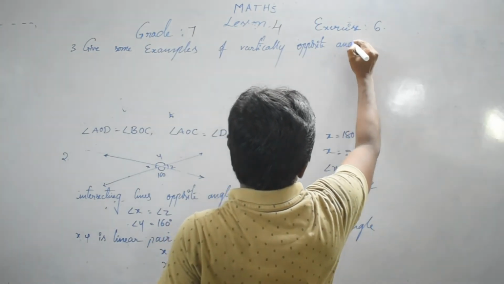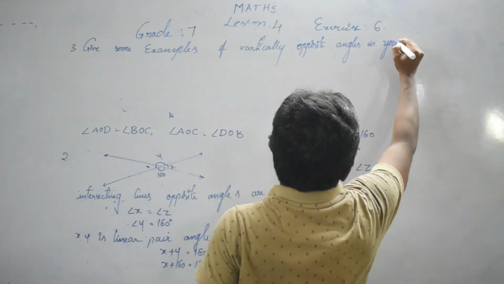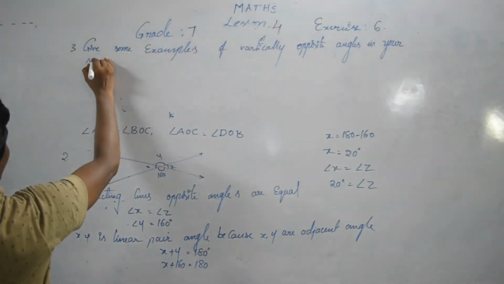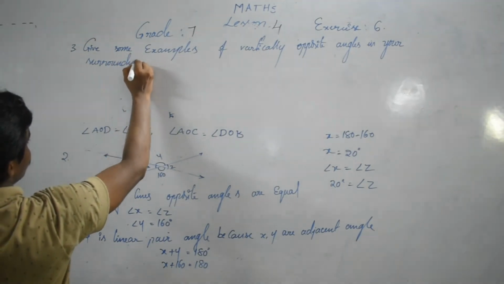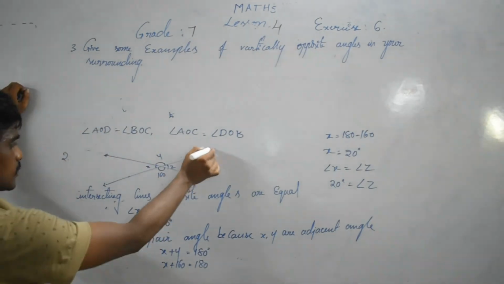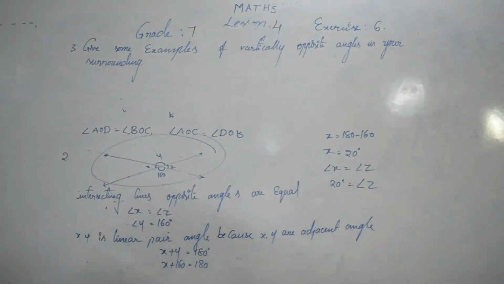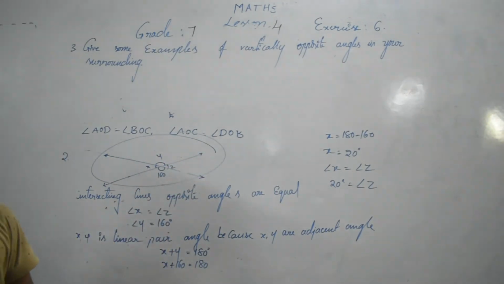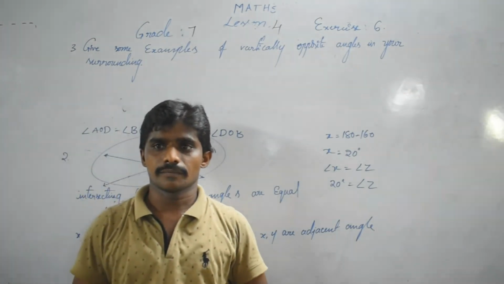Opposite angles in your surroundings. So these are vertically opposite angles. You write some examples, open scissors. So we have finished 6 exercises.